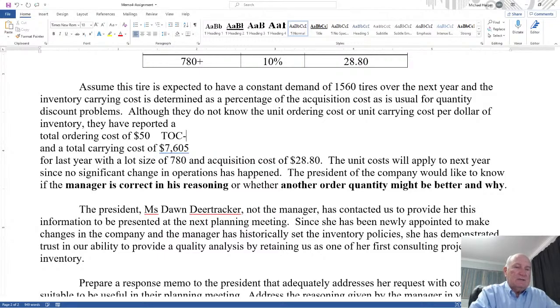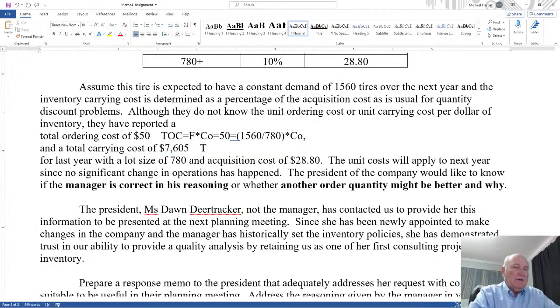Total ordering cost equals the order frequency times the unit ordering cost, which is equal to 50, equals the order frequency, 1560 divided by 780, times C sub O. Okay, so we can solve this for C sub O. We'll do that here in just a minute.